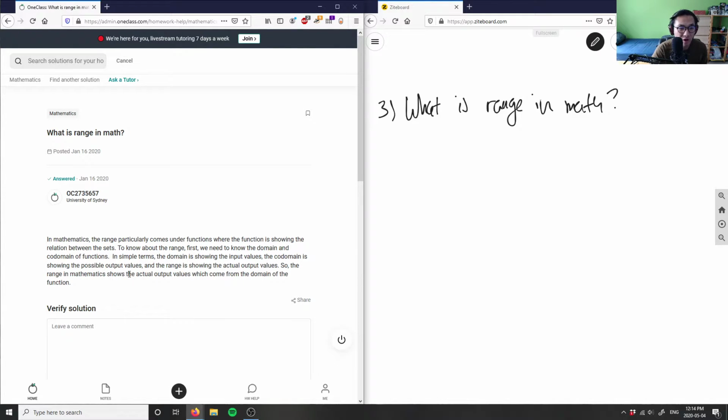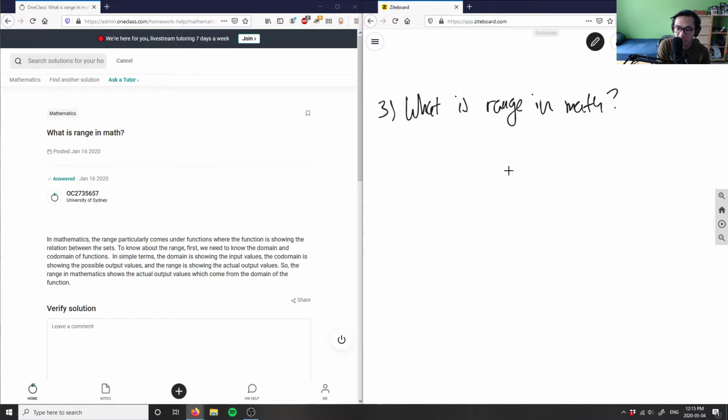To know about the range, first we need to know the domain and codomain of functions. In simple terms, the domain is showing the input values, the codomain is showing the possible output values, and the range is showing the actual output values. So the range in mathematics shows the actual output values, which come from the domain of the function. So this here is true, but it's kind of wordy.